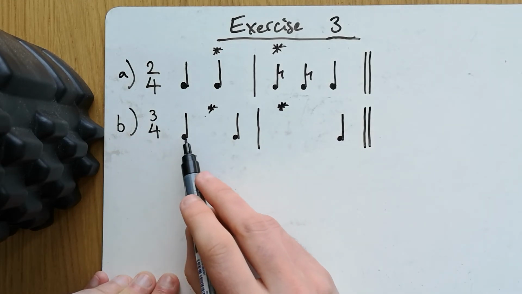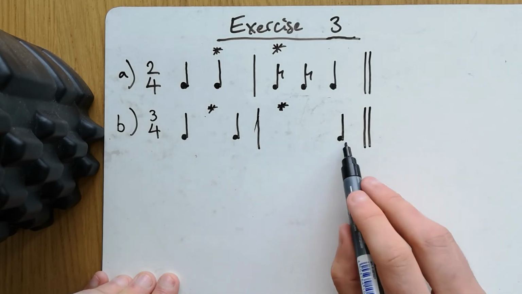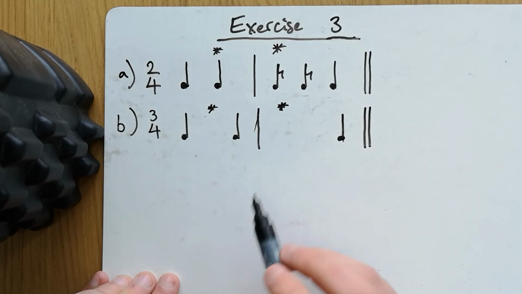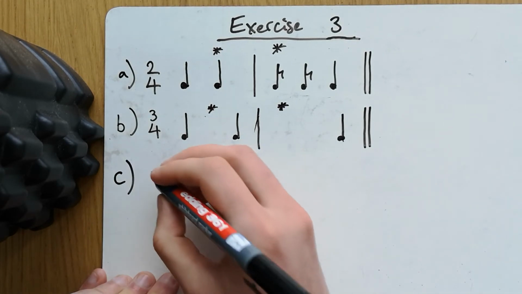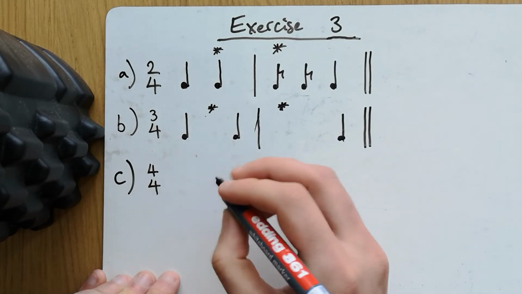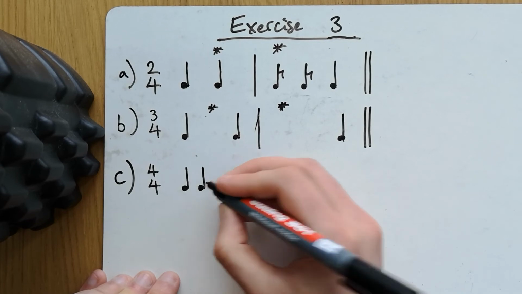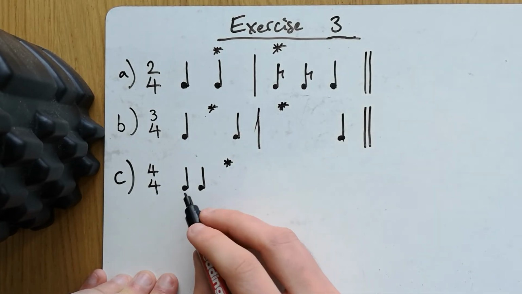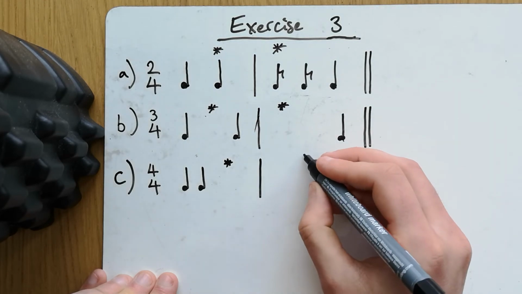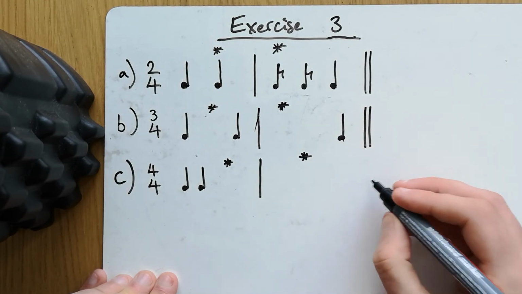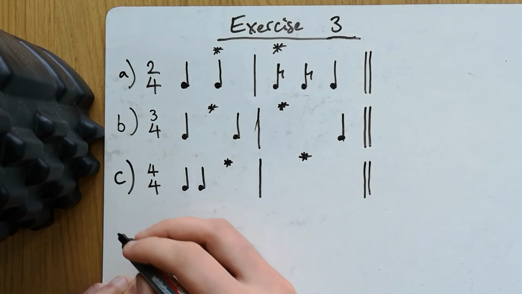This is a bar of 3/4. I've got a crotchet, space, crotchet, bar line, space, crotchet. What are the 2 notes that should go here and here? Third example, 2 crotchets, space, so what goes there? And then I'm just going to put a space over this bar here. So what 2 notes go in these 2 spaces here and here in a bar of 4/4.